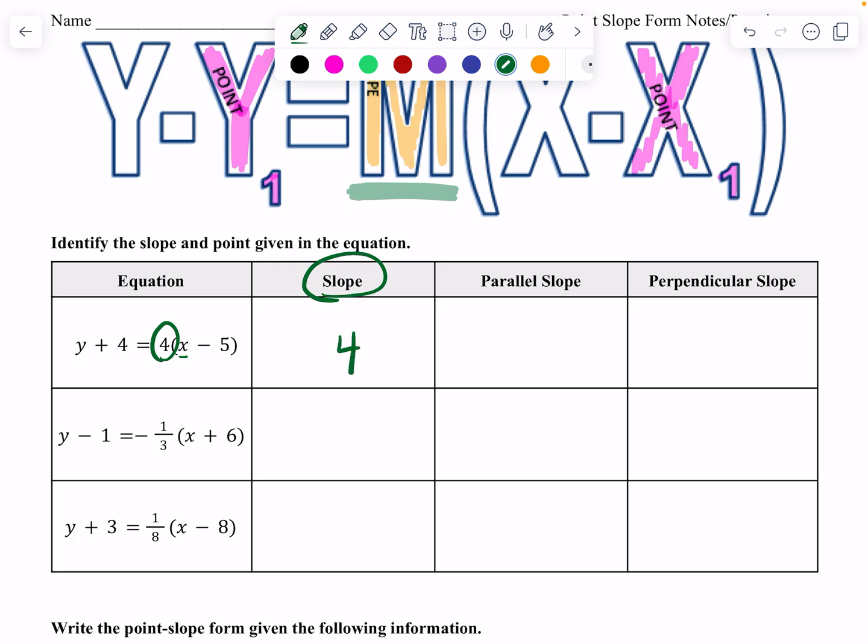And then just to review a parallel and a perpendicular slope, my parallel slope will be the exact same. My perpendicular slope will be the opposite reciprocal. So I'm going to make it negative because it was positive, and then flip that 4 around so it becomes 1 over 4. So again, on the second one, if I look in front of my X's, I've got a negative 1/3 slope. So a parallel slope would be negative 1/3, and the perpendicular opposite reciprocal, that would be 3.